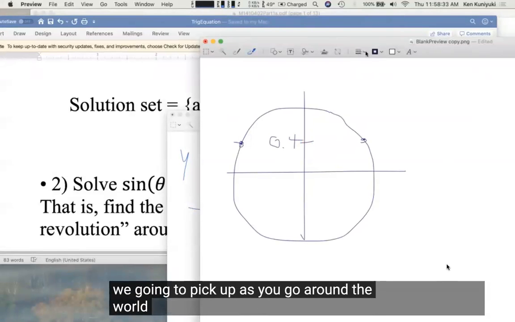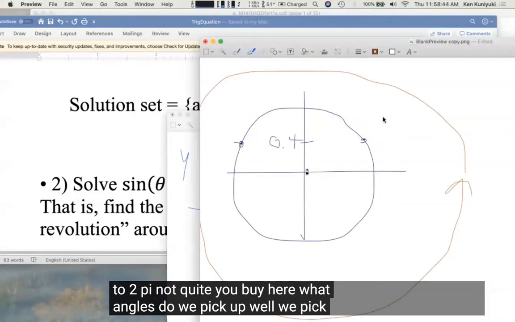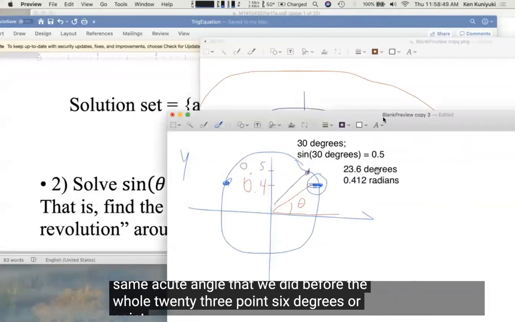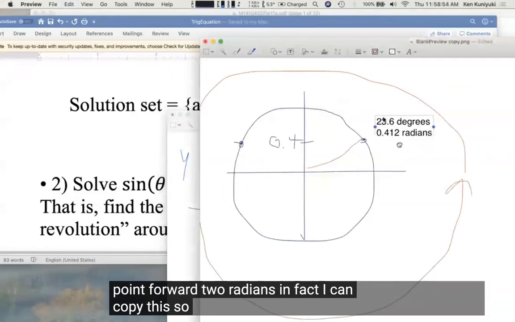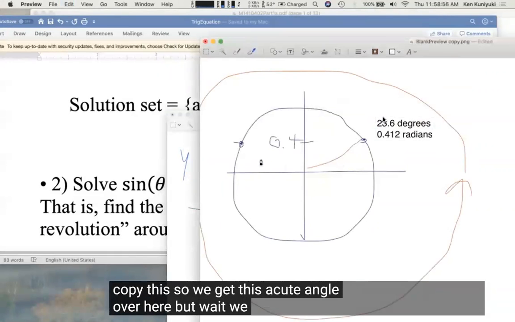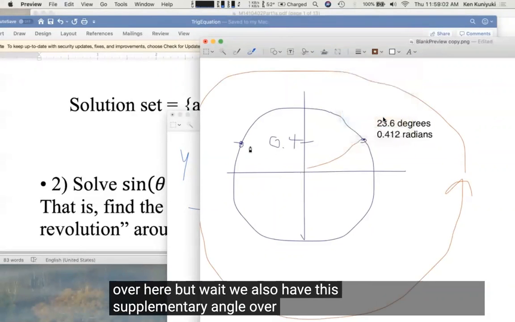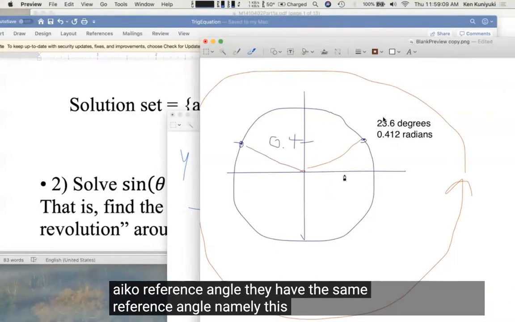As we go around the world, as we go from 0 all the way around to not quite 2 pi, what angles do we pick up? Well, we pick up the same acute angle that we did before, the 23.6 degrees or 0.412 radians. In fact, I can copy this. So we get this acute angle over here, but wait, we also have this supplementary angle over here. It's a brother, a coreference angle. They have the same reference angle, namely this.